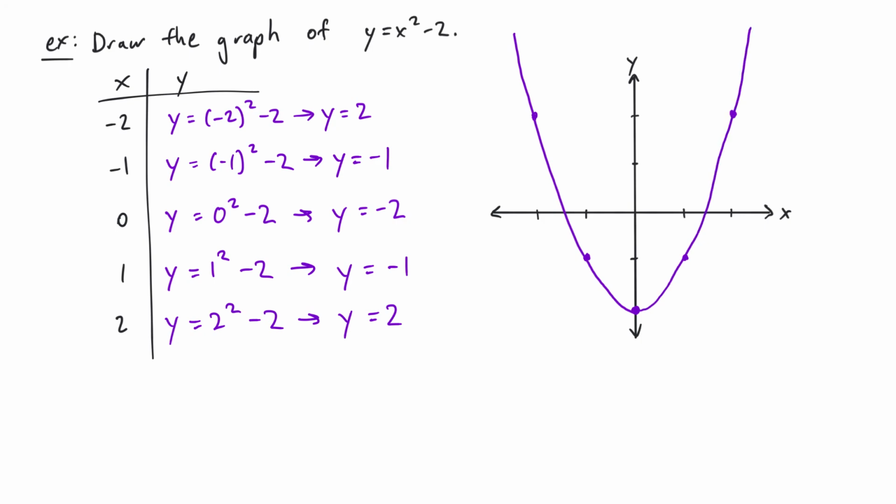The shape of this graph is called a parabola, and we'll learn more about this in the future. That's it for this video. In our next video, we'll learn about x and y intercepts. X and y intercepts are points that can be useful in helping us graph equations.